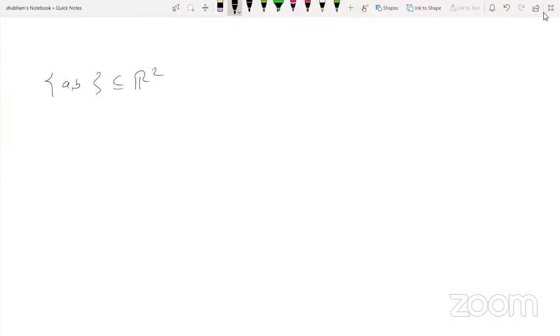So this is a subset of R2, let's say, containing two vectors, and they are linearly independent. Consider another set {A, B, C}. This is again a subset of R2, and it contains three vectors. I am saying these two vectors are linearly independent.